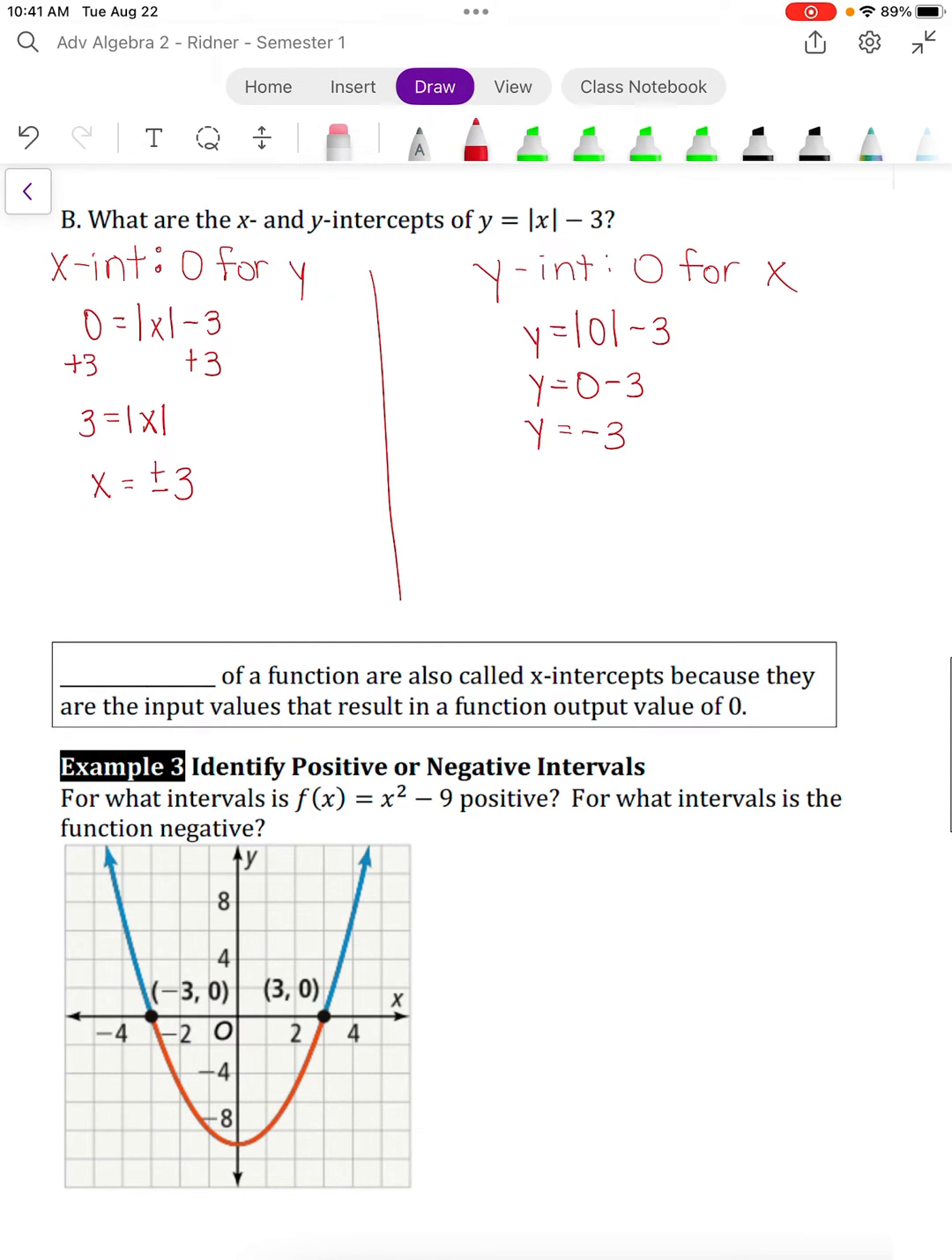Okay, you can always double check this with a graph as well. Zeros of a function are also called x-intercepts because they are the input values that result in the function output of 0. Very clever here. They're called zeros, 0 of a function. So that is a reminder of what x and y intercepts are.